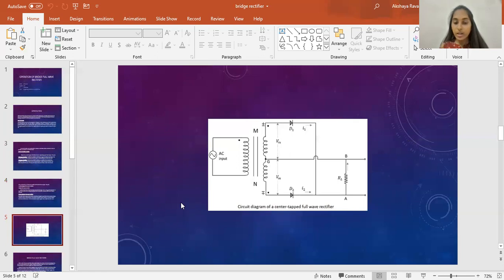Now we can see the circuit diagram of a center tapped full wave rectifier. Here we can see the transformer is center tapped with the output load resistance. So this indicates that it is a center tapped full wave rectifier.